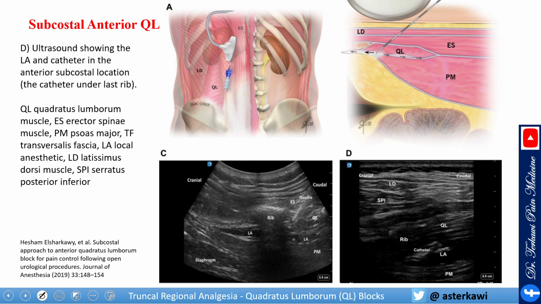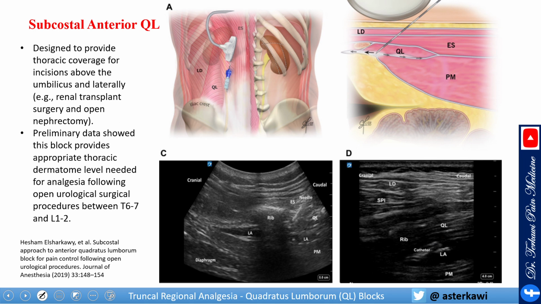What else you can do is insert a catheter here. So as you see, the catheter is here, and you see the medication again spreading anterior to the quadratus lumborum, opening the space between the QL and the psoas muscle and going underneath the rib. This technique is designed to cover surgeries with more thoracic involvement, like incisions above the umbilicus and lateral. Specifically here, we are talking about renal transplant surgery and open nephrectomy.